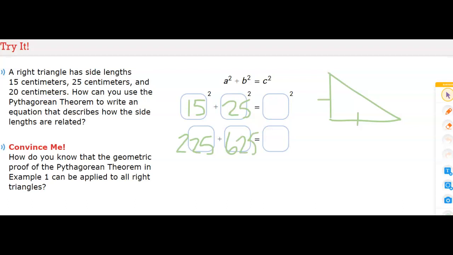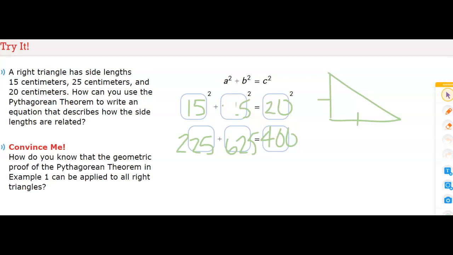And then my last number was 20. And 20 squared would give me 400. 20 times 20 is 400. Well, I can see 225 plus 625 is not going to equal 400. So that means the order of my numbers is not correct.